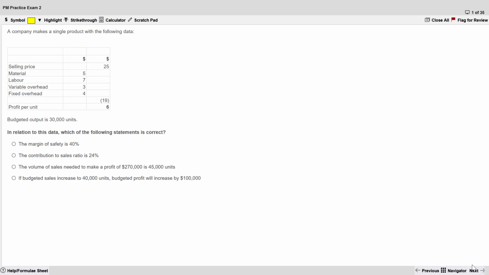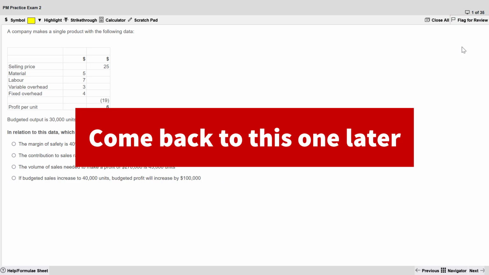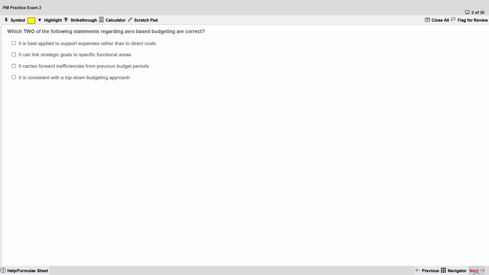My first question, I look at the requirements. Oh, look, margin of safety, CS ratio, target profit. Guys, this one is a lot of work. Flag that, okay? Then move on. Oh, look at this. This one is a simpler theoretical question. 4 simple sentences to evaluate. You can do this one quickly. Even if you don't know the right answer, you can just take a guess and keep moving.